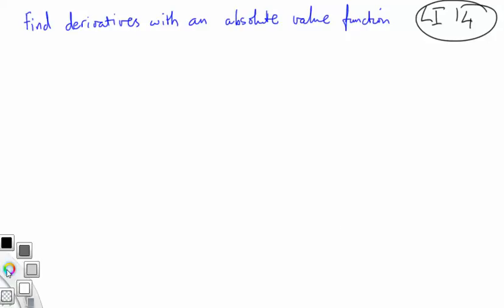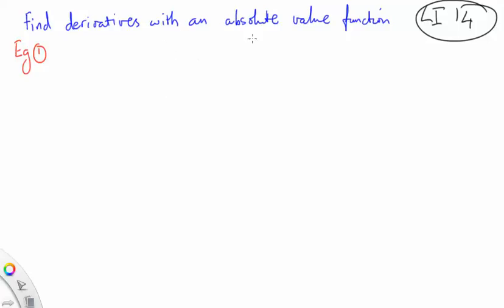Hey there, this video is for learning intention number 14, which is finding derivatives with absolute value functions. So what I'm going to do in this video is give you an example of the procedure involved with the absolute value function, y equals the absolute value of x, and then in the next example we'll do one that's a bit trickier.